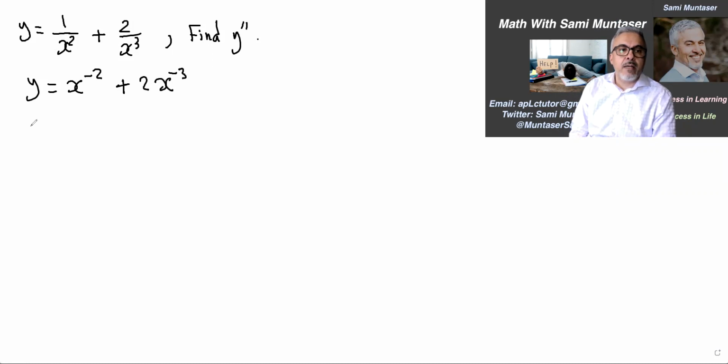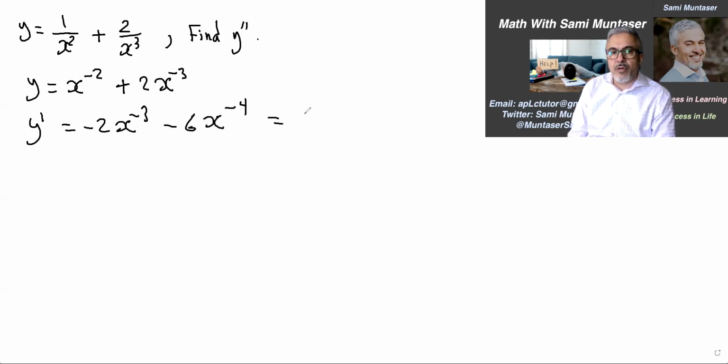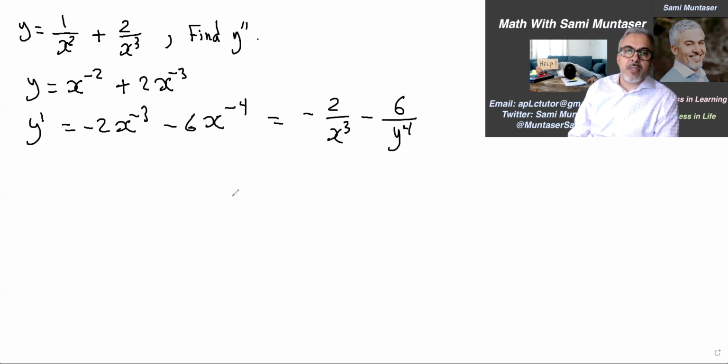Now, y prime will be negative 2x to the negative 3 plus or minus, because negative 3 times 2 is negative 6x to the negative 4. And the answer for this will be negative 2 over x cubed minus 6 over x to the 4. Always want to have the final answer as positive exponents. But when I'm doing y double prime, I shouldn't be looking at this. I should look right in there.